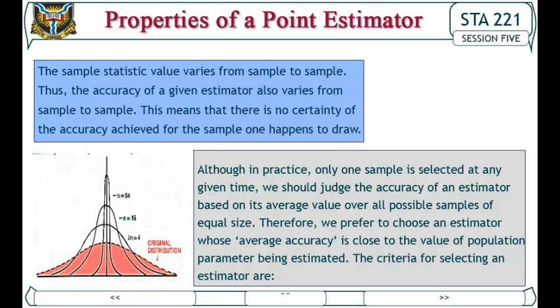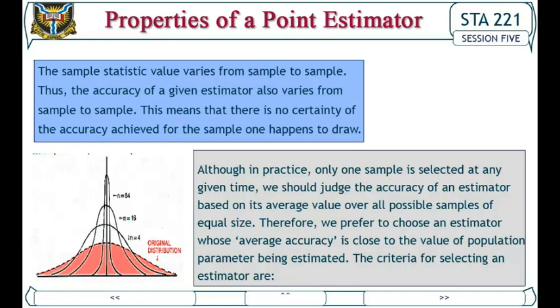Properties of a point estimator. The sample statistic value varies from sample to sample. Thus, the accuracy of a given estimator also varies from sample to sample. This means that there is no certainty of the accuracy achieved for the sample one happens to draw. Although, in practice, only one sample is selected at any given time, we should judge the accuracy of an estimator based on its average value over all possible samples of equal size. Therefore, we prefer to choose an estimator whose average accuracy is close to the value of the population parameter being estimated.